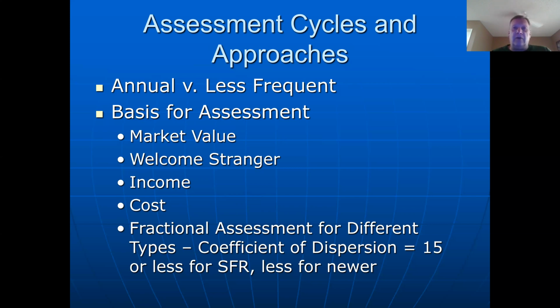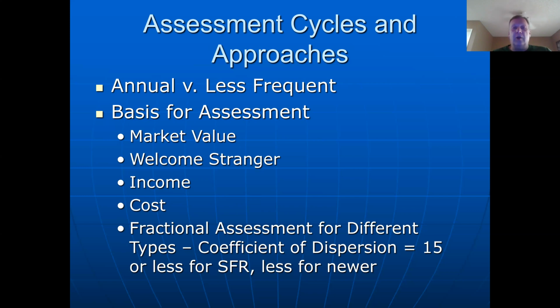A lot of states tend to use what they call a market value approach to assessing the value of property. They'll use a current market value approach. And the current market value approach would ask the question, if this house was for sale now, how much would this house sell for? That then becomes the assessed valuation of that house. Here in California, we use what's called the welcome stranger approach. The welcome stranger approach only reassesses the value of property when that property changes hands. So only when it changes hands will it then be reassessed for taxation purposes.